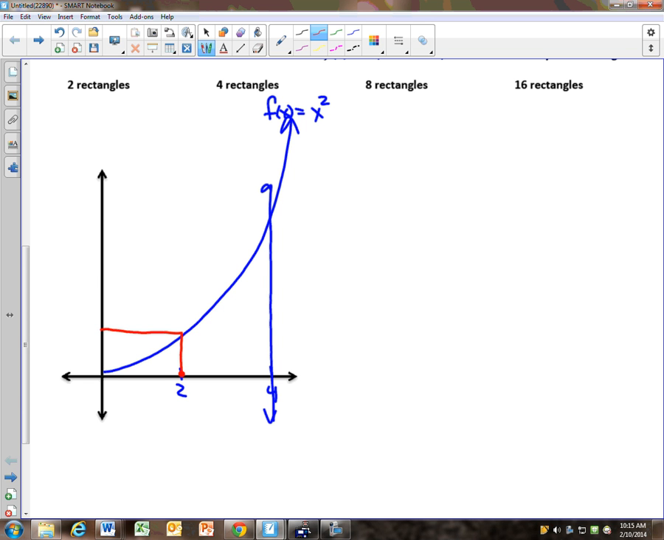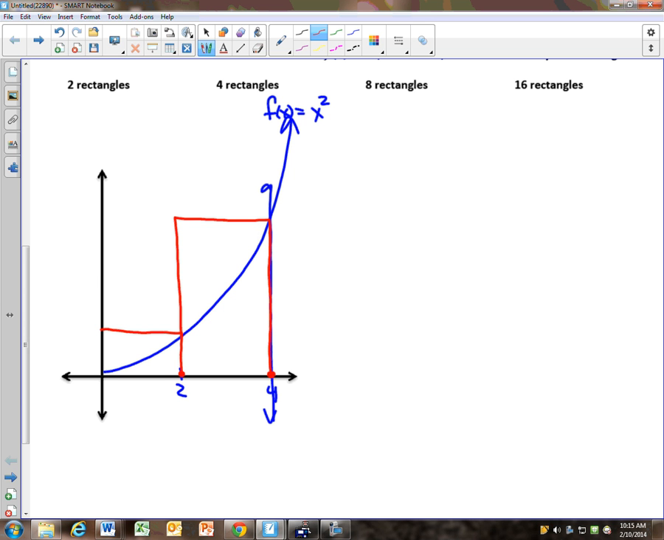Very good. I will go to my second interval between 2 and 4. I will go to the right side of it, which would be 4. And I will draw a rectangle to the top, over, and down. What do you think? Overestimation, underestimation?